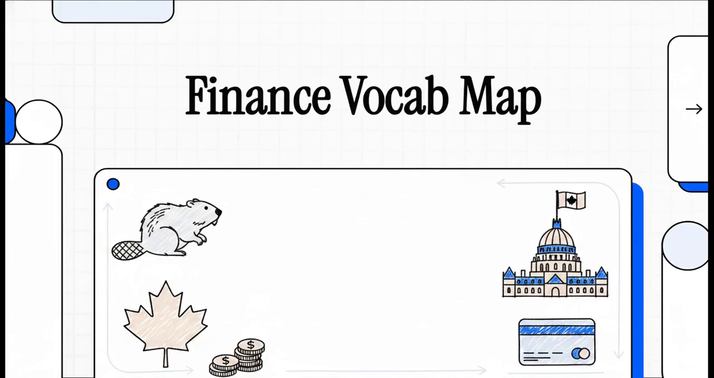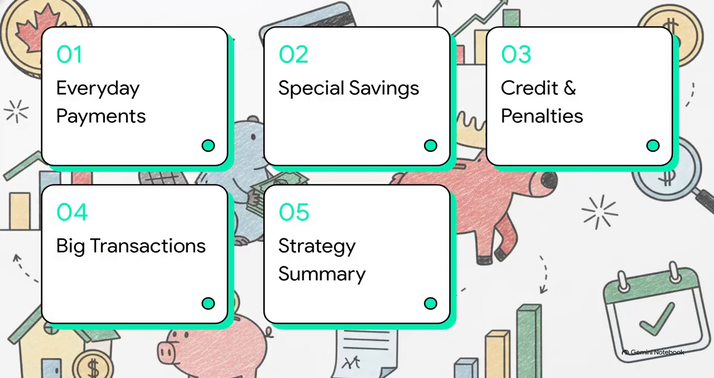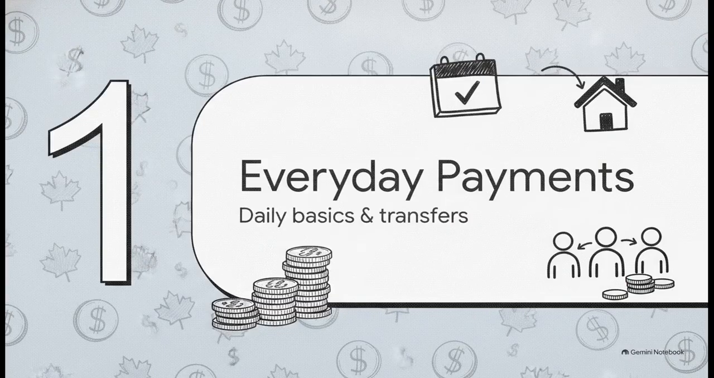Let's get into it. Here is our roadmap for today. We'll start with everyday payments, then move to special savings and taxes, followed by the credit system and penalties, housing and big transactions, and finally, we'll wrap it all up with a mind map strategy summary. All right, Section 1, Everyday Payments and Transfers. Let's dive right into our first branch of the mind map.